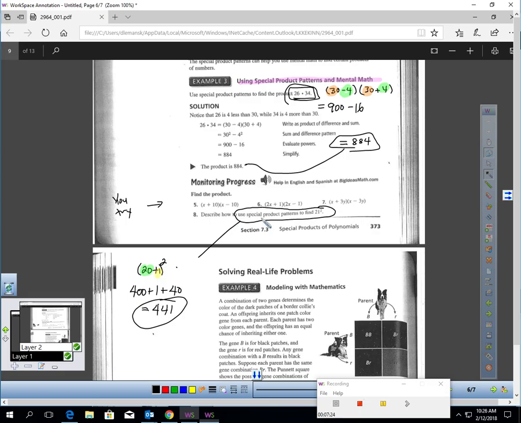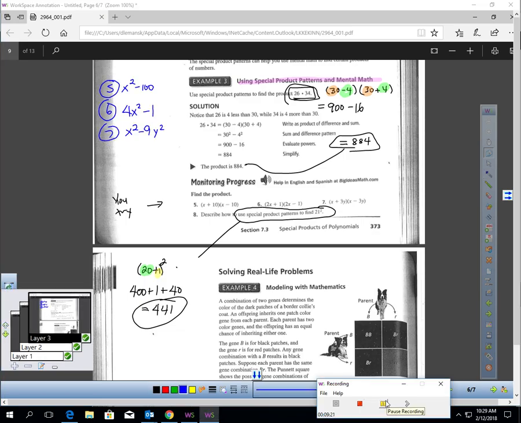Why don't you pause the video and try numbers 5 through 7. And we're back, and here are the answers you should have gotten for 5 through 7. Again, if you were not getting those, make sure you ask when we get to the beginning of class time.